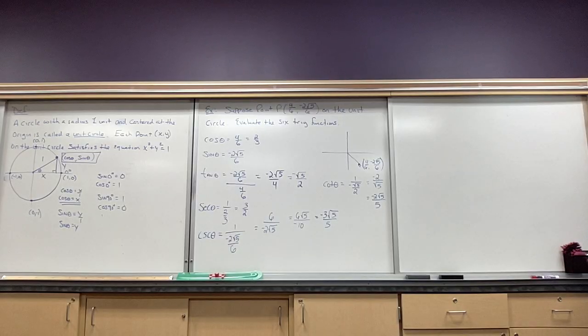So at that point on the unit circle, using the angle that is created with it, those are the 6 functions, the 6 trig functions and what they are at that point. Okay? Alrighty. Questions?